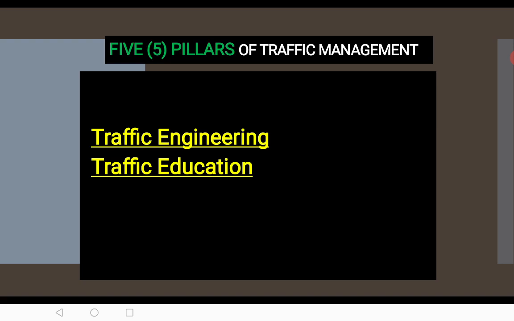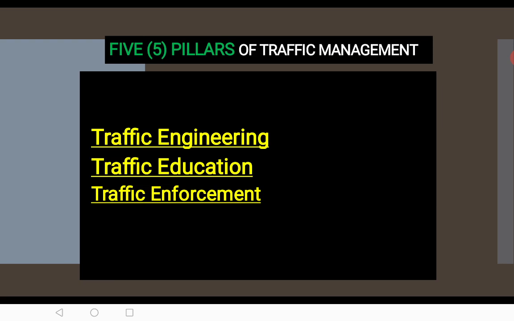Another pillar of traffic management we have here is traffic education. It is a process of giving training, tanang klase nga training, travel and practice in the actual application of traffic safety knowledge. Okay, when we say traffic enforcement, that is the action.